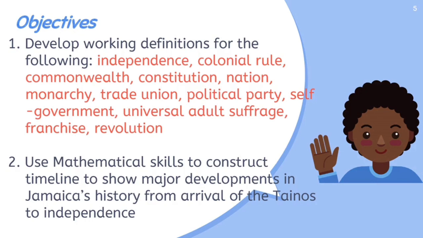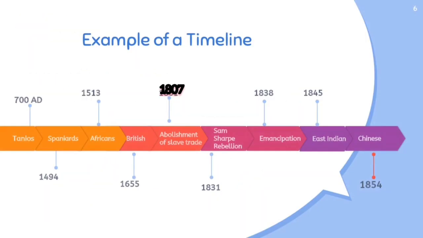The next objective requires you to use mathematical skills to construct a timeline to show major developments in Jamaica's history from the arrival of the Taínos to independence. Here you have an example of a timeline. This one begins from the arrival of the Taínos, and visible now is the Chinese.